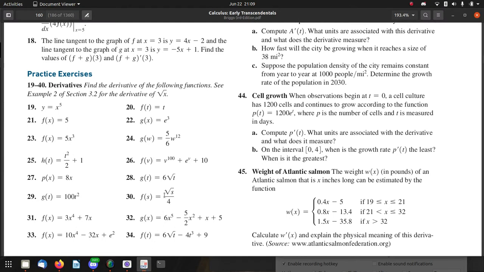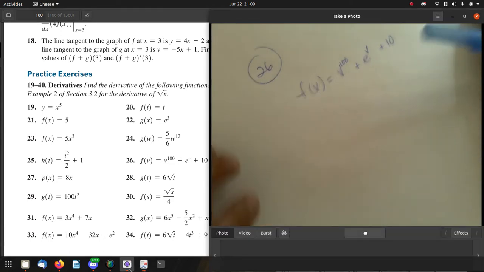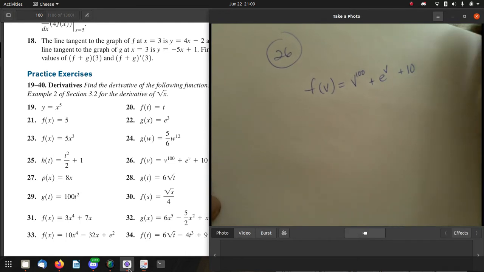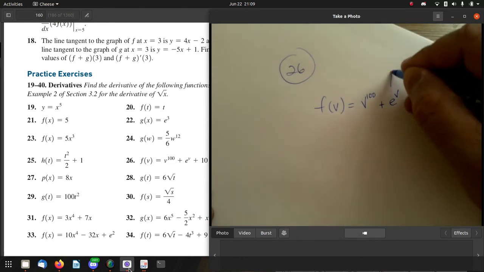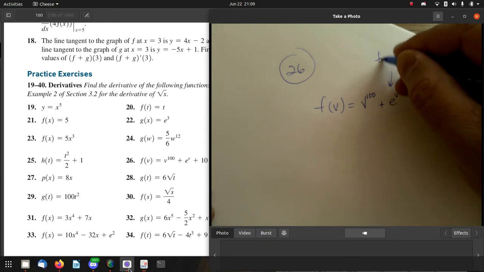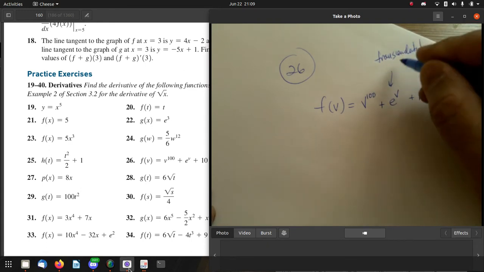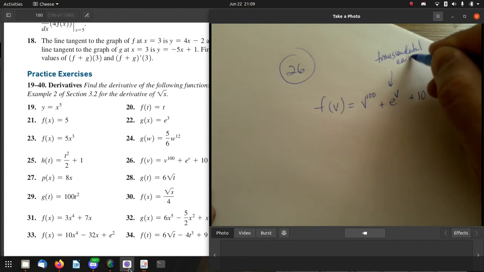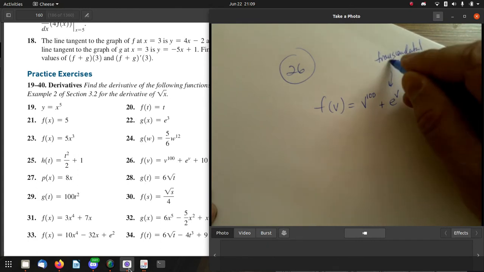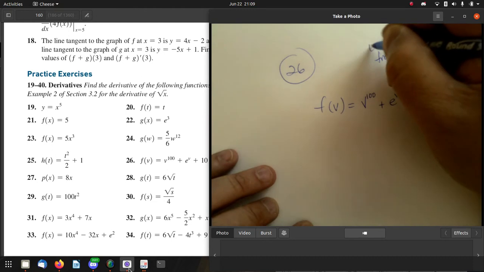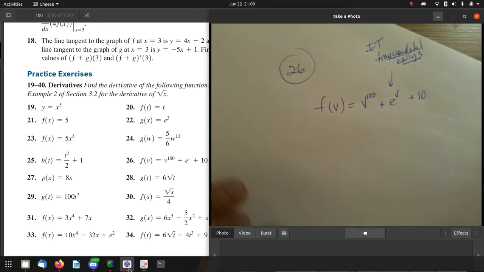So we now have f of v equals v to the 100th plus e to the v plus 10. Make sure that you wrote it out like I did, and we now want to do this. I want to note that you have a transcendental function here, and it's quite early in chapter 3, okay? That's because your book is an ET version, an early transcendentals version.